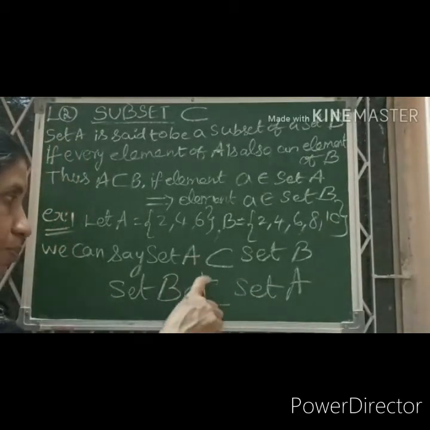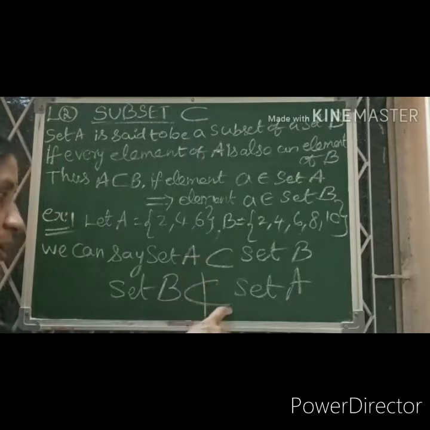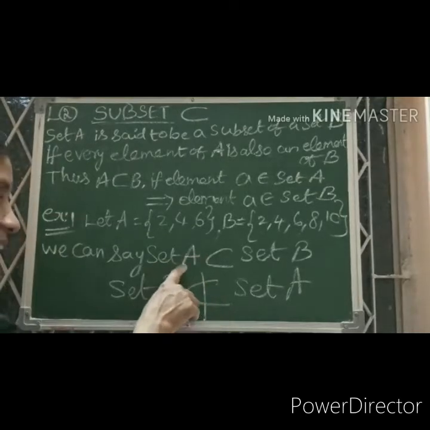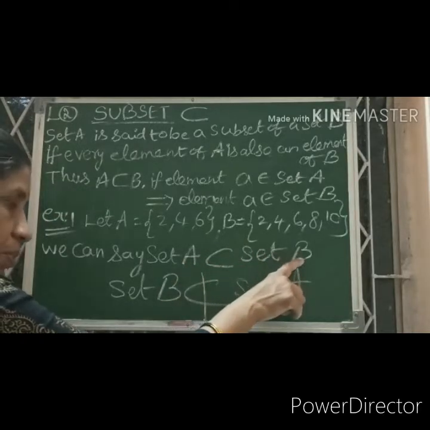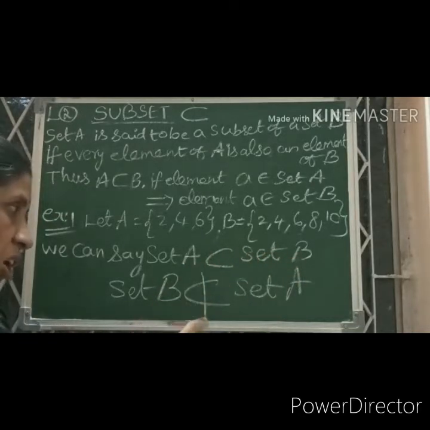If you write this symbol and cross it, what does it mean? Not a subset. Set A is a subset of set B. Set B is not a subset of set A. Note it down. One more example I will give you.